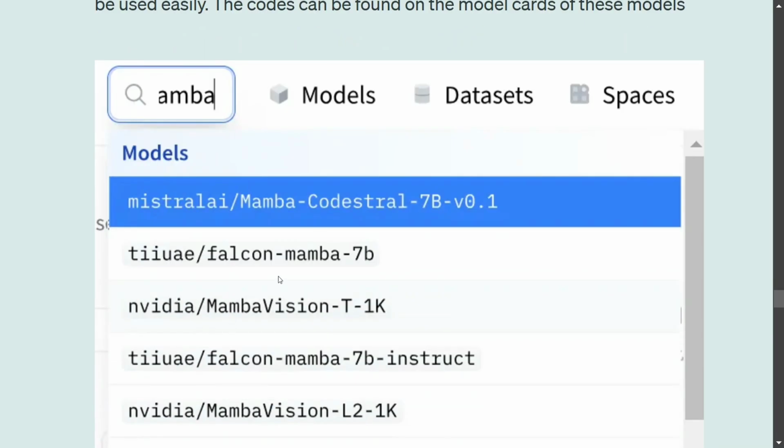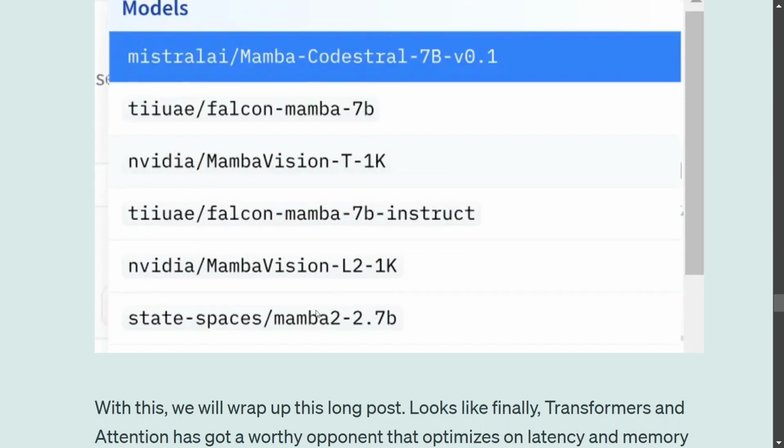If you wish to test out some Mamba models, you just rush to Hugging Face and search for Mamba. There are a few popular models like Codestral Mamba, Falcon Mamba, Mamba Vision, and Mamba 2.2, which you can try out. Nvidia has released Mamba Vision. Recently, Nvidia has also released Hymba, which is a hybrid Mamba architecture. All these models are available as open source. Just go try it out and let us know how you feel about Mamba. I think Mamba would soon be a good alternative to attention, because attention is leading to a lot of restrictions in terms of memory usage and latency, which I think Mamba can solve.